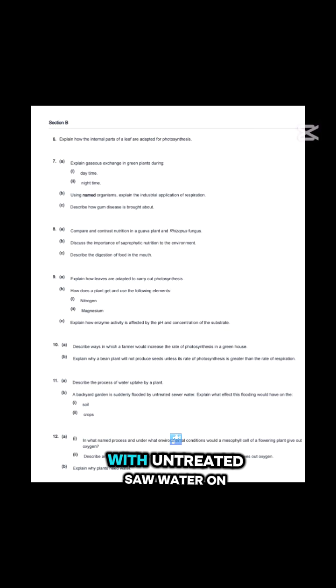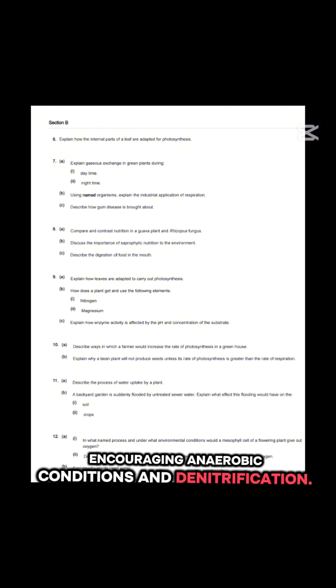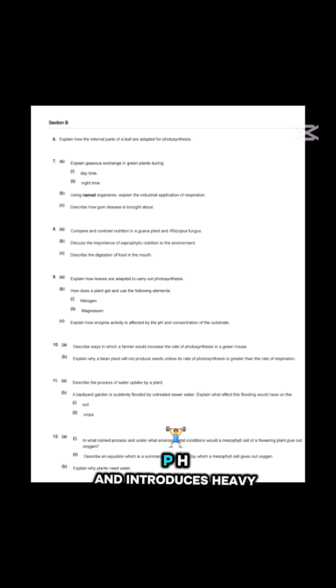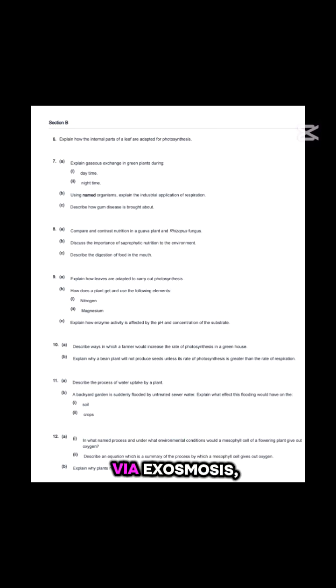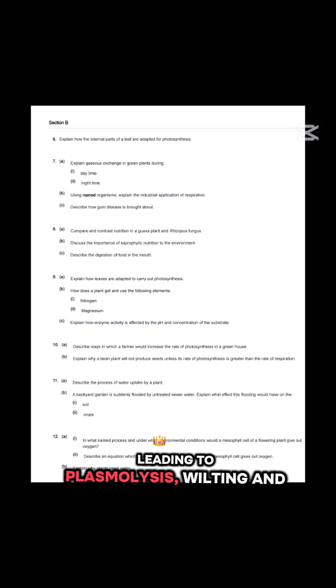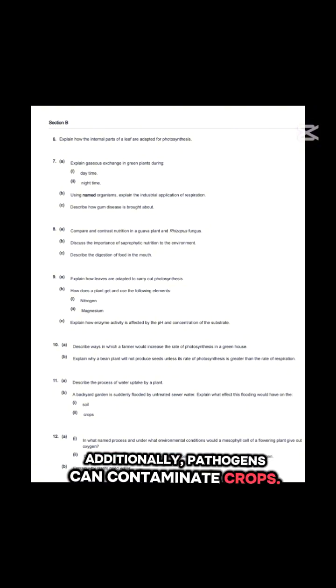B. Effect of flooding with untreated soil water on: 1. Soil. It decreases soil oxygen levels by waterlogging the air spaces, encouraging anaerobic conditions and denitrification. It also alters soil pH and introduces heavy organic loads, toxins, and high salt concentrations. 2. Crops. High salt solute concentrations in the soil water lower the soil's water potential below that of the roots, causing water to move out of the plants via exosmosis, leading to plasmolysis, wilting, and crop death. Additionally, pathogens can contaminate crops.